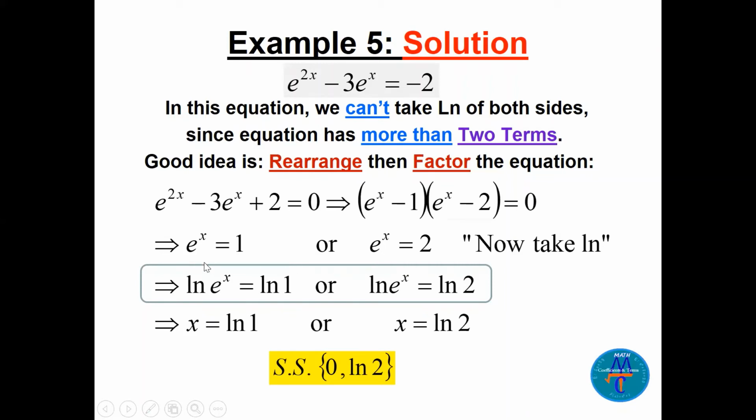So now we take the properties here, bring x down, ln of 1. ln of 1 we know is 0. ln of 2 is a number, so we leave it. So the solution set will be 0 and ln of 2.